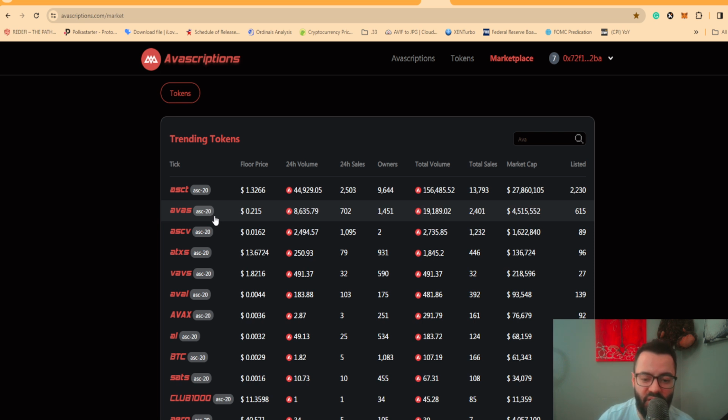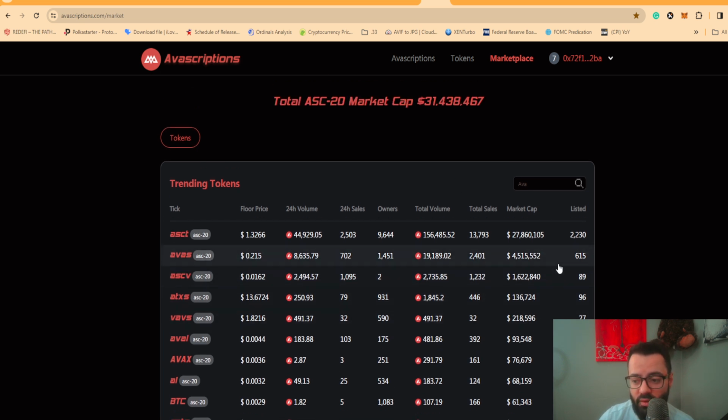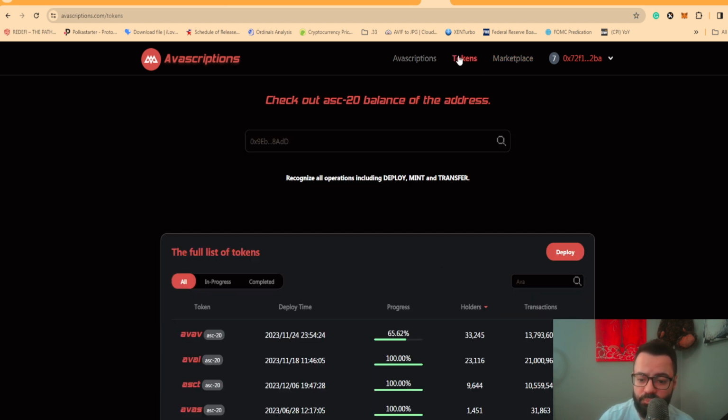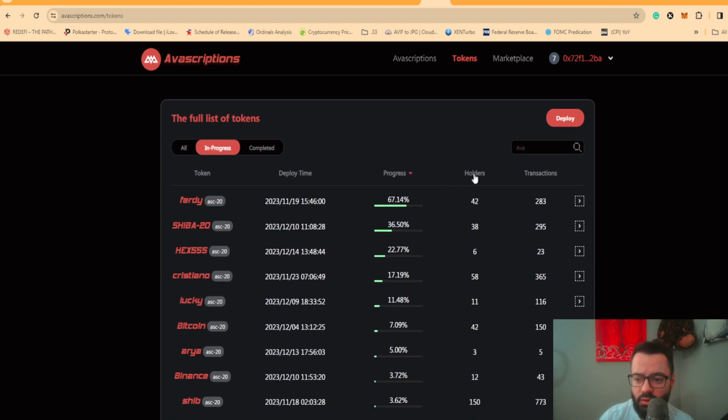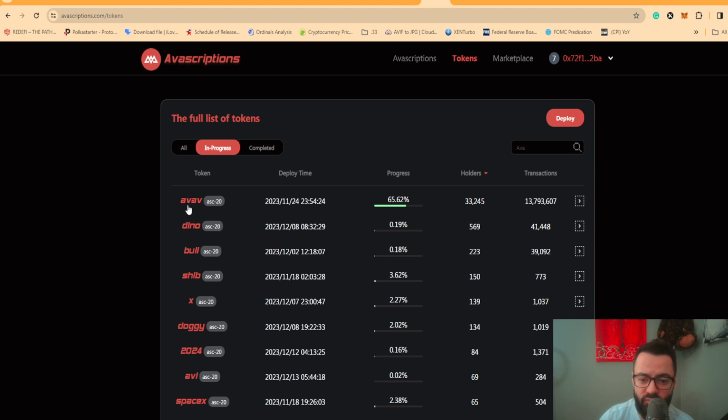One of the ones that I've actually gone into, again, I don't know if I'm particularly late, but I went on here and actually started inscribing and got AVAAS. It's still a low market cap coin. You can go to tokens here and filter by progress, and we can see by holder size that AVAV so far is still minting. So if you want to go in here and start inscribing on this, it has about 33,000 holders.